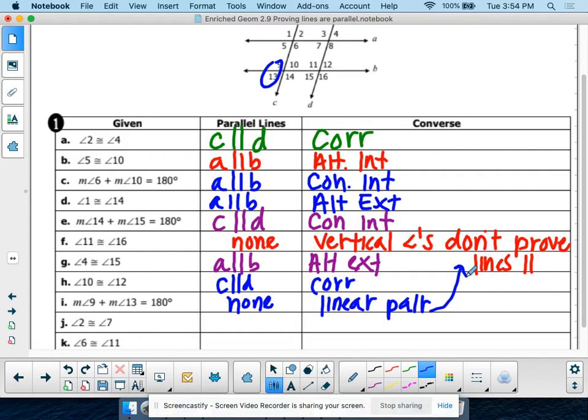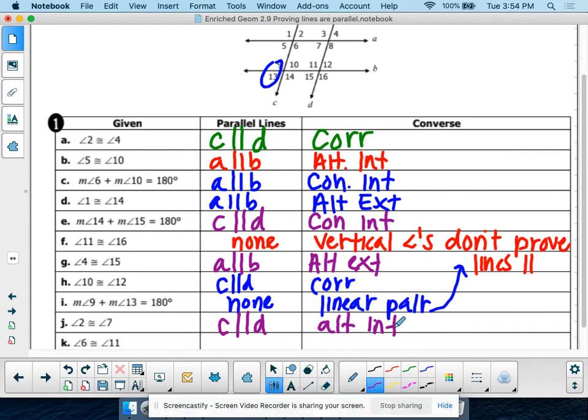2 and 7 for the next one on J would be C is parallel to D. C parallel to D, because they're alternate interior.